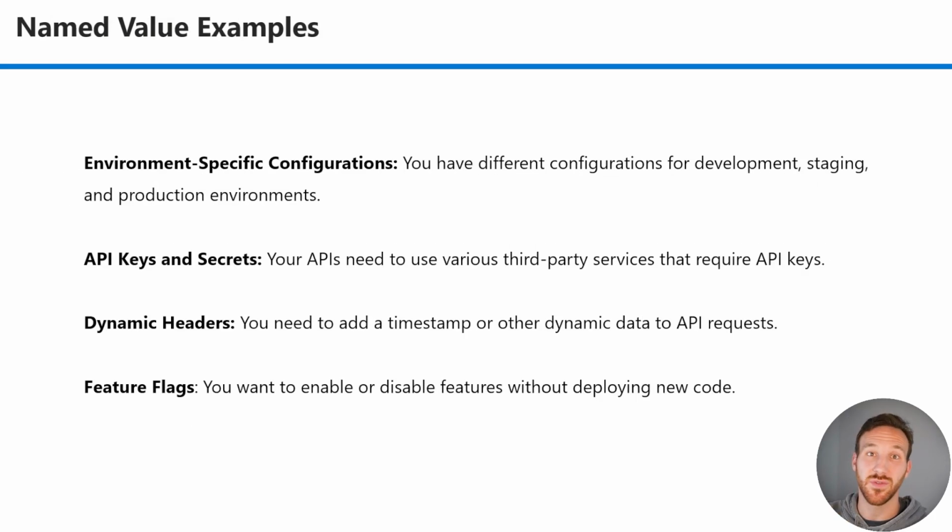Here are four examples of when you might use a named value. If you have different environments, you might have connection strings or API endpoints that you want to swap out depending on the environment you're working in. If you have API keys or secrets that you don't want to hard code into API policies. There may be dynamic data where you need a C# policy expression that's constantly changing, and you don't want to write the expression down every single time you use it. You might have a feature that you want to just switch on and off with a named value, using it as the feature flag.